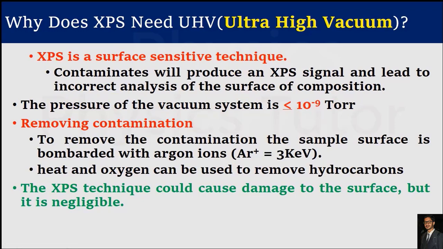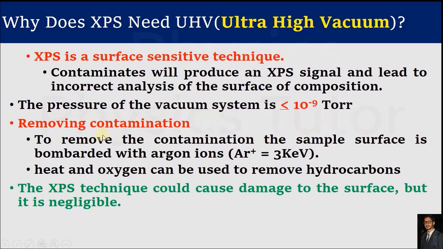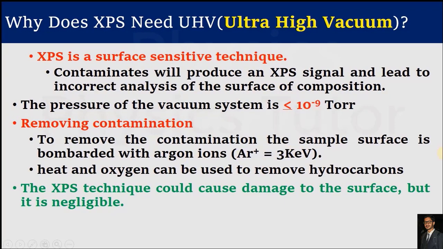We will set the pressure of a vacuum system to remove contaminants. So to remove the contamination, the sample surface is bombarded with argon ions at 3 keV. Heat and oxygen can be used to remove hydrocarbons. The XPS technique could cause damage to the surface, but it is negligible. We also know that the XPS technique is very useful because it does not damage the surface. If damage occurs, it will be very small.